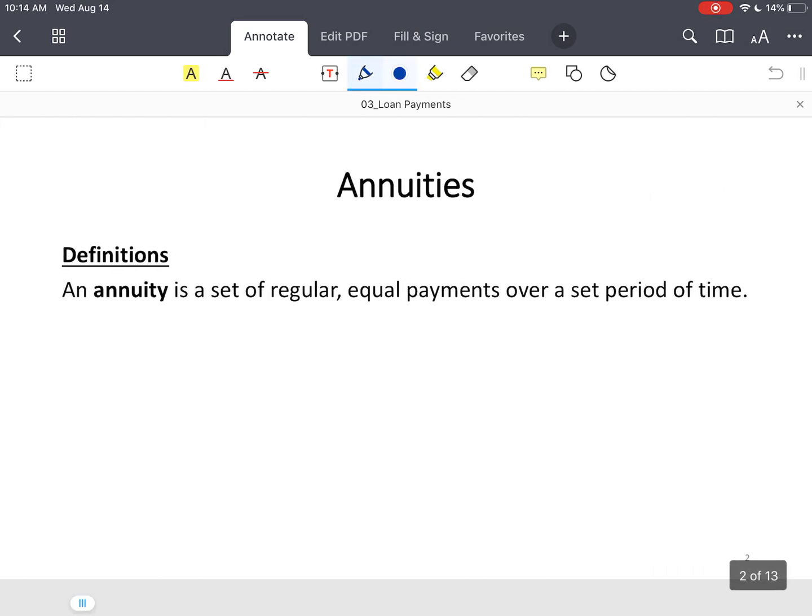All right, so definition: an annuity. An annuity is a set of regular equal payments over a set period of time. Simply think about monthly payments, like when you pay rent or your mortgage. In most cases that's regular, the same amount every month unless you're late, but it's over a set period of time. So that's what an annuity is: regular equal payments over a set period of time.